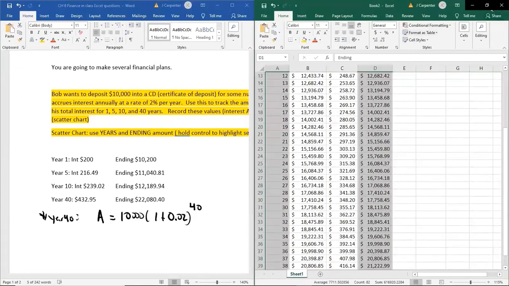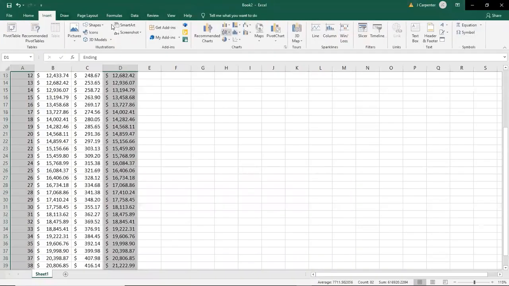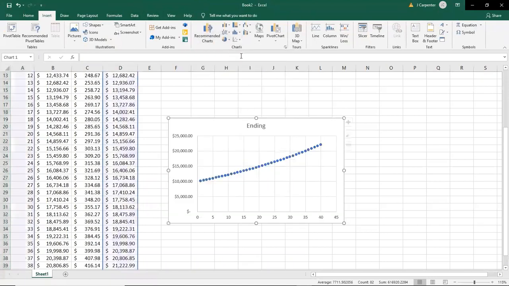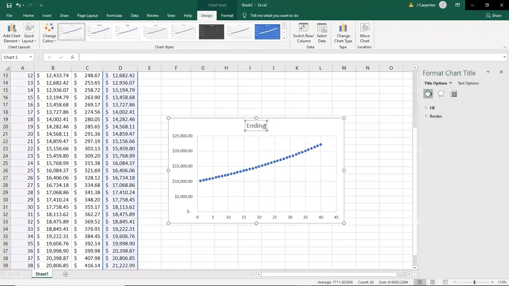So those are highlighted. Let me maximize this now. Insert, scatter chart. Now I'm not having to do any recommended charts because this isn't a homework, so scatter chart right here, the top left one, and boom, there we go. This is how much we have in our account, and it says ending. You could make it a better name by double clicking and just saying ending balance if you wanted to, or balance at the end of the year, whatever you want.